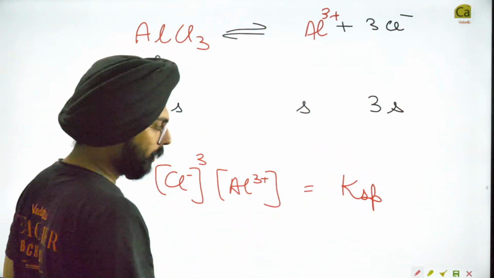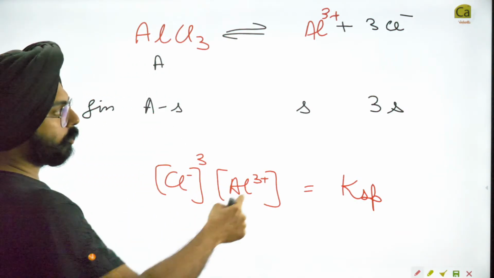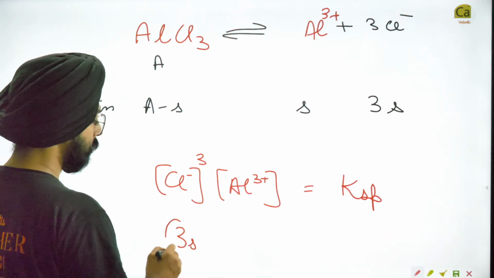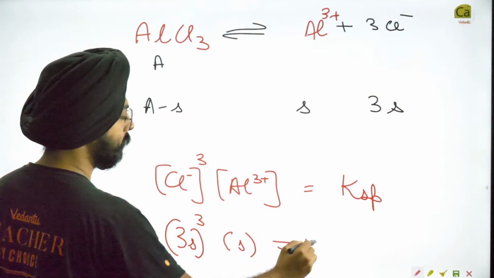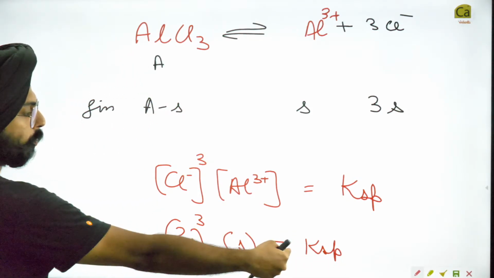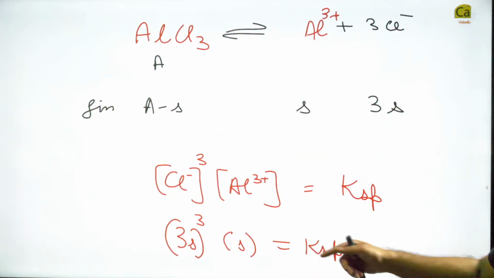Let's think about equilibrium, Ksp, this particular case. Cl negative concentration cubed is how much? 3S cube. This is simply S. This is equal to Ksp. So my dear friends, from here, what is the value of S?